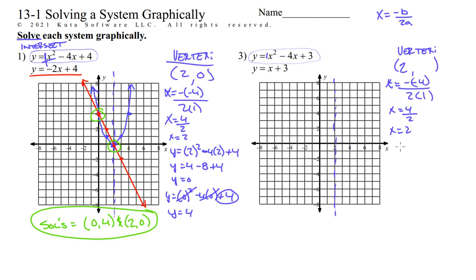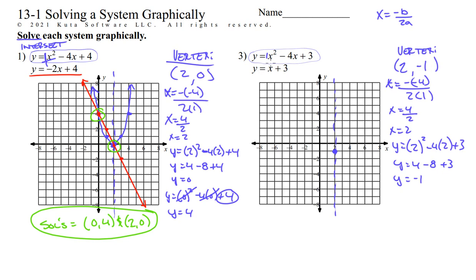Now to find the y value, we plug that 2 back into the equation, and we get y equals 2 squared minus 4 times 2 plus 3. 2 squared is 4. Negative 4 times 2 is negative 8, plus 3. 4 plus 3 is 7, minus 8 is negative 1. So our vertex is at 2, negative 1.